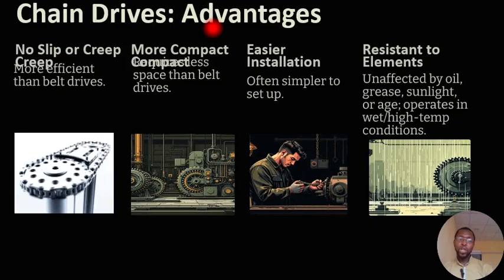Okay, so for the chain drive, one of the advantages is that it does not slip off its position or off the shaft, unlike the belt drive that slips. So it is firm on the shaft and it does not slip off. Number two is that it is more compact. In other words, it occupies lesser space than the belt drive.